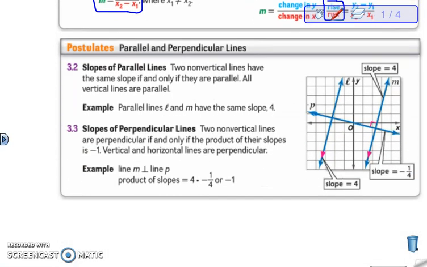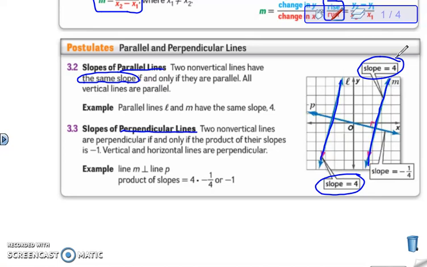How this relates back to what we're talking about today is with parallel and perpendicular lines. So we said if the slope of the line describes the direction that the line goes, and we know that parallel lines have to go in the same direction, then that means parallel lines will have to have the same slope. So if you look at the picture they gave us, line M and line L are parallel, and they both have a slope of 4.